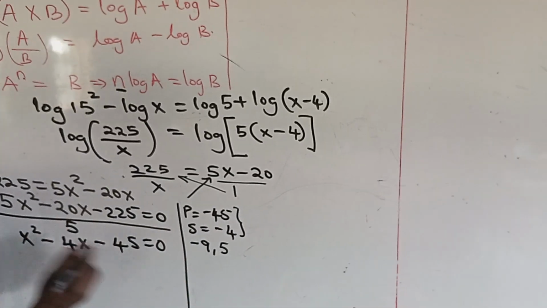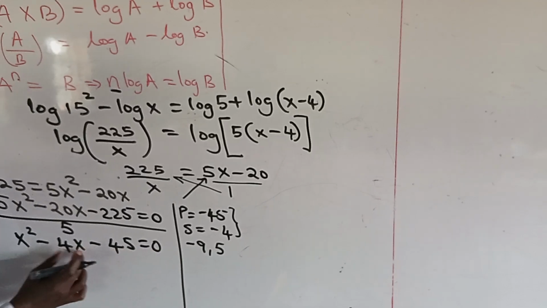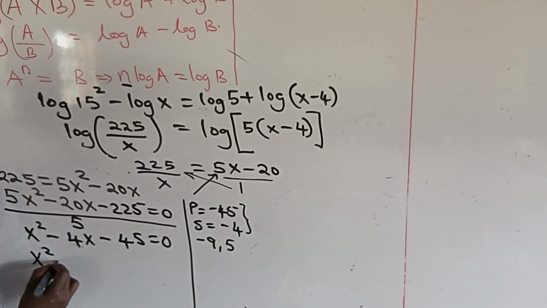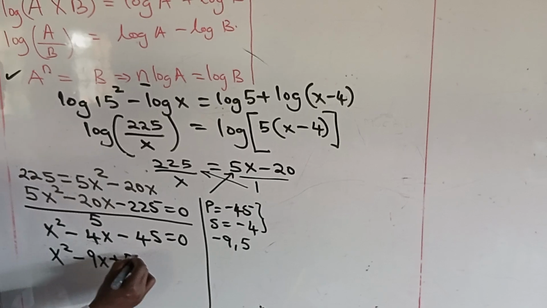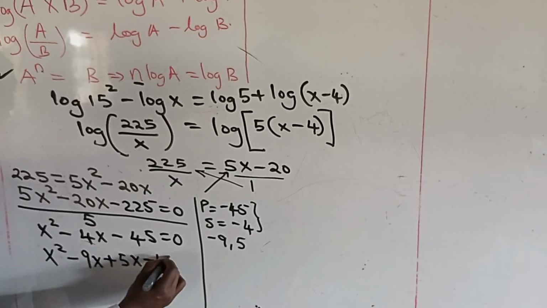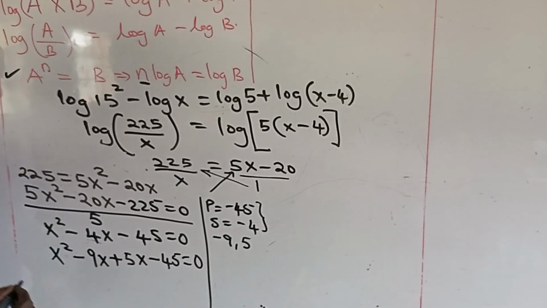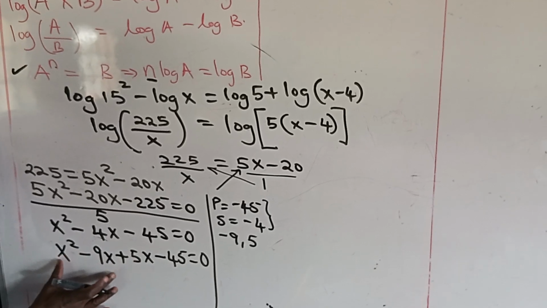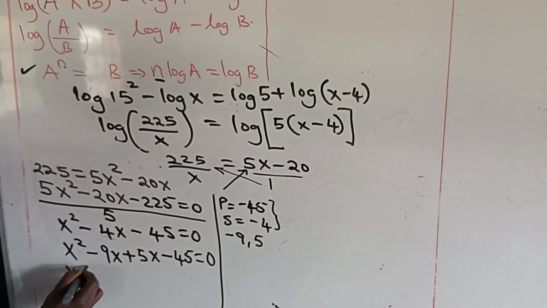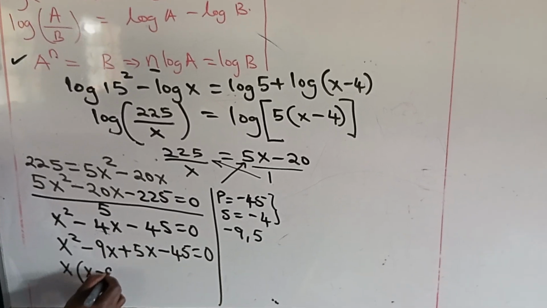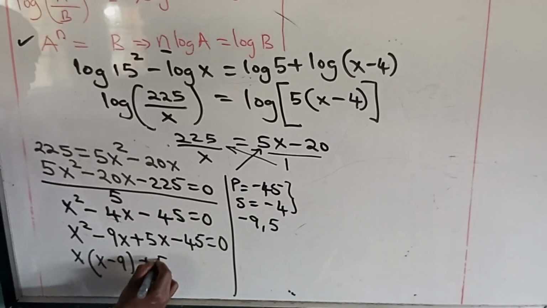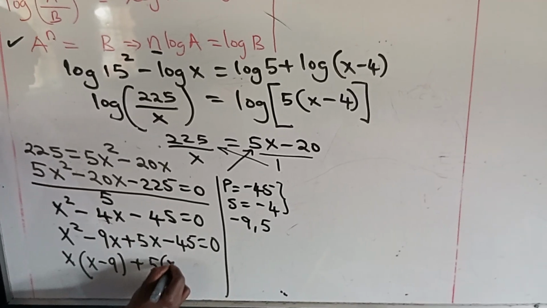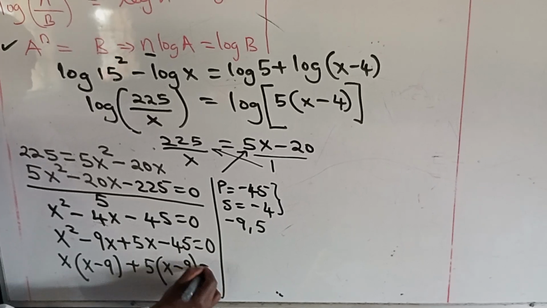So we move and we substitute these two here. What do we get? x squared minus 9x plus 5x minus 45 is equal to 0. From these two, what is common? x is common. We factor it out and we get x minus 9. And then from these two, what is common? 5 is common. We factor it out and get x minus 9 is equal to 0.